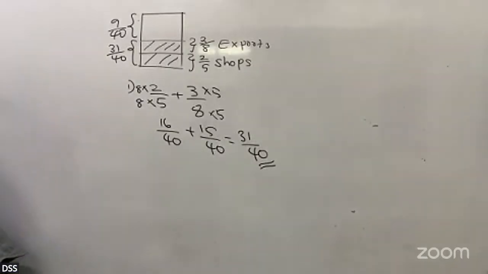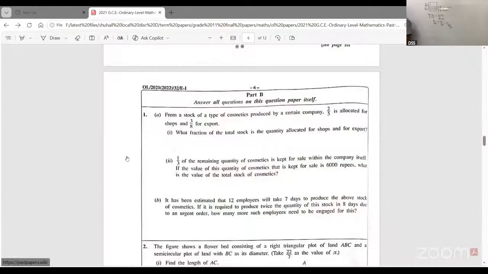Now, what have they asked in the second question? Second one, okay? 1/3 of the remaining quantity of the cosmetics is kept for sale within the company itself. You have to extract the remaining one separately. If the value of this quantity of cosmetics that is kept for sale is 6,000 rupees, what is the value of the total stock of cosmetics? That is what they have asked. Now listen carefully.